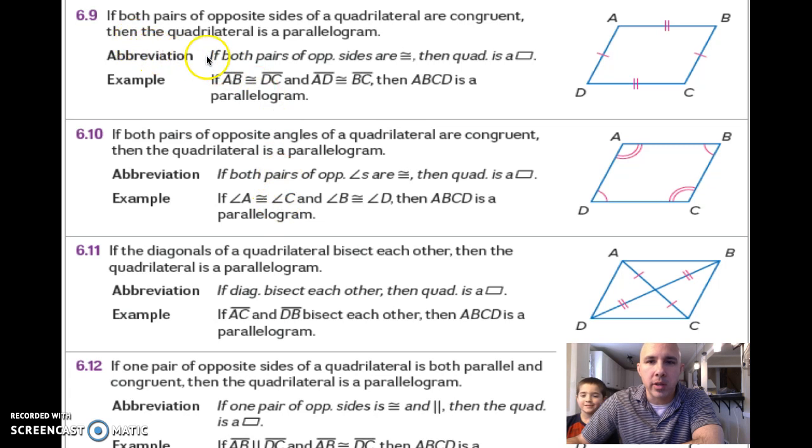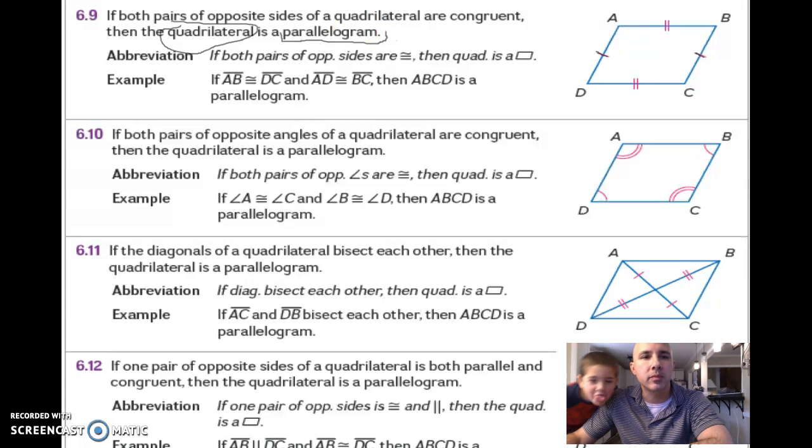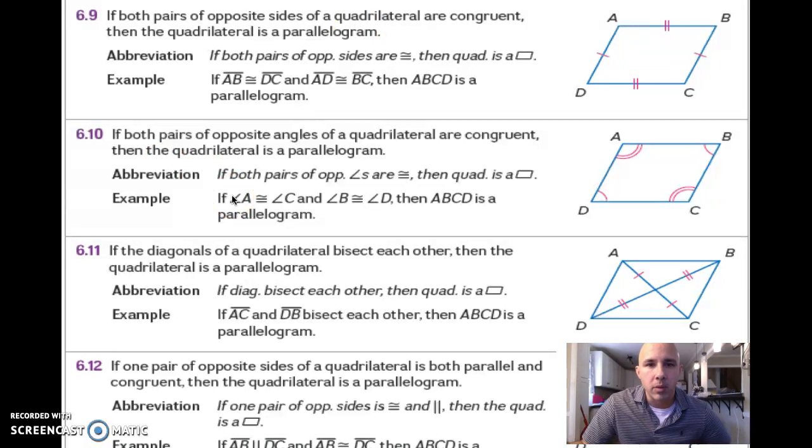Welcome back. We're going to talk about the first condition for parallelograms. If both pairs of opposite sides of a quadrilateral are congruent, so if this side and this side are the same and the opposite sides here are congruent, then we can safely say that the quadrilateral is a parallelogram. Take some time to think about that, and if you have any questions, let me know.